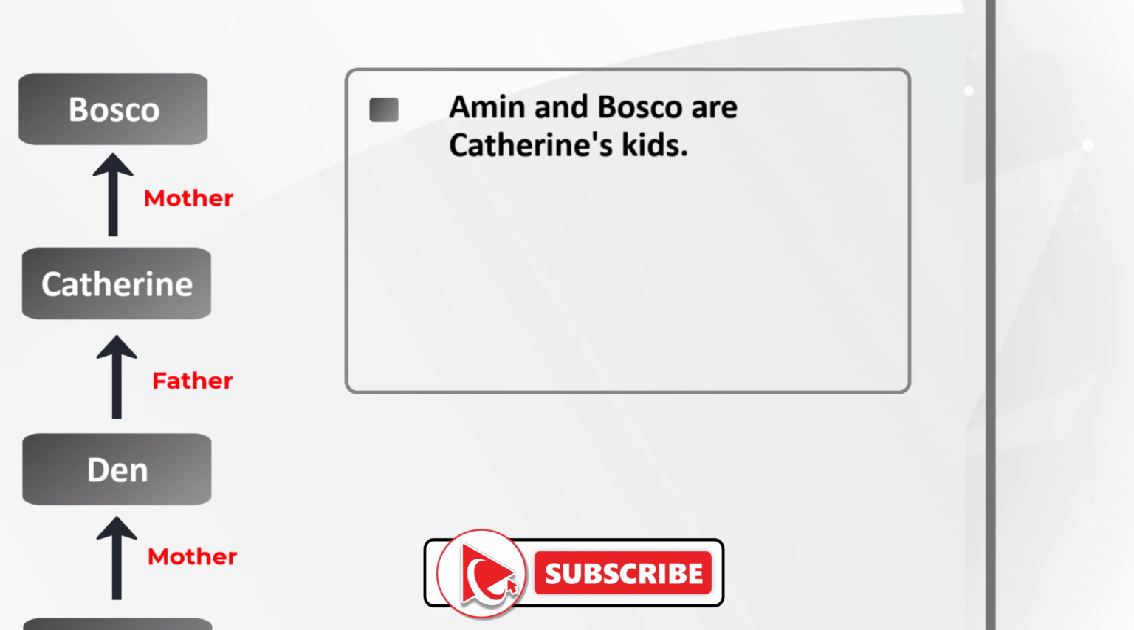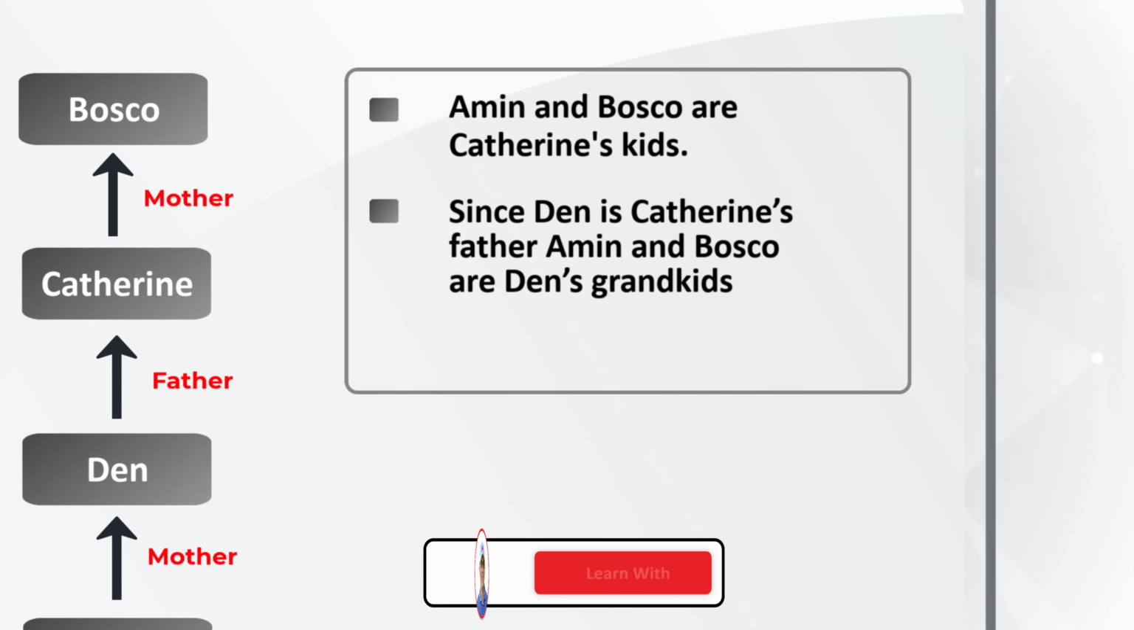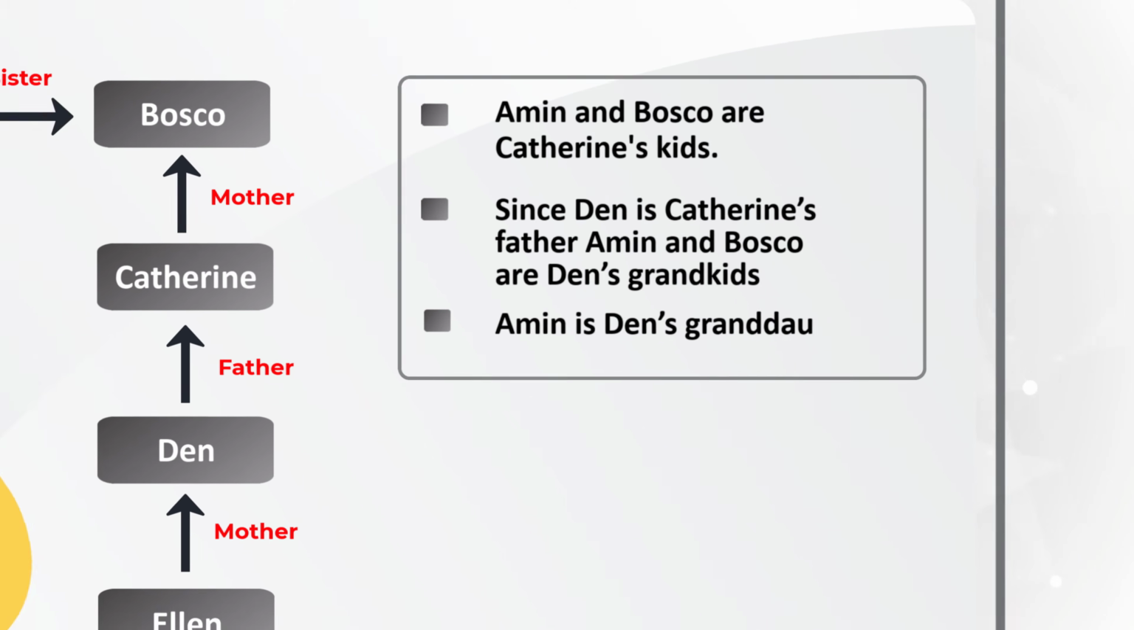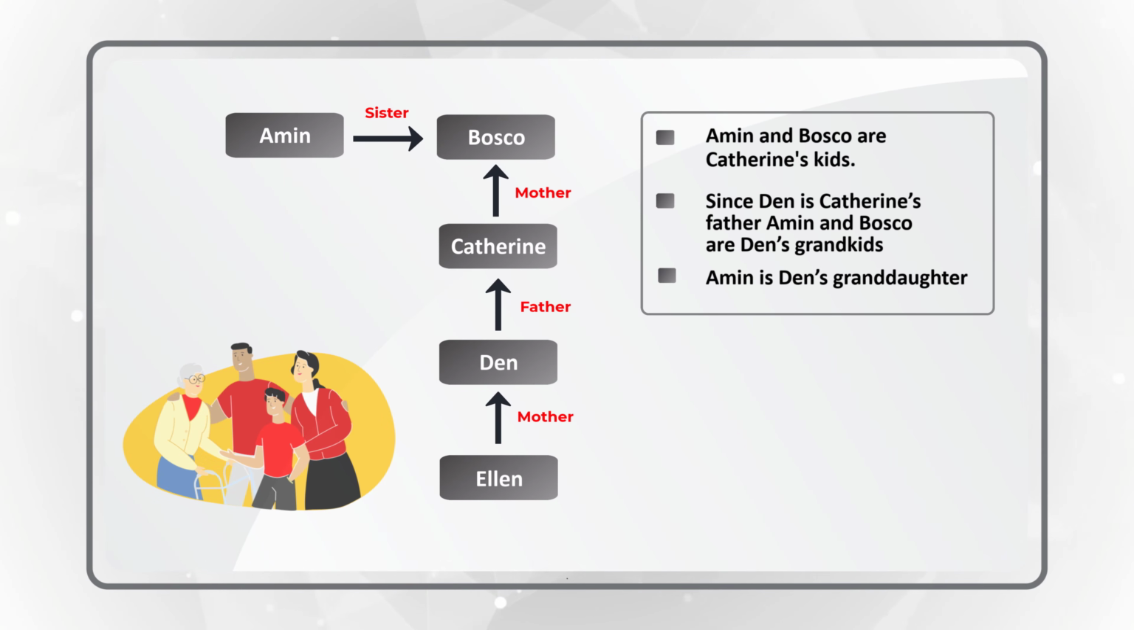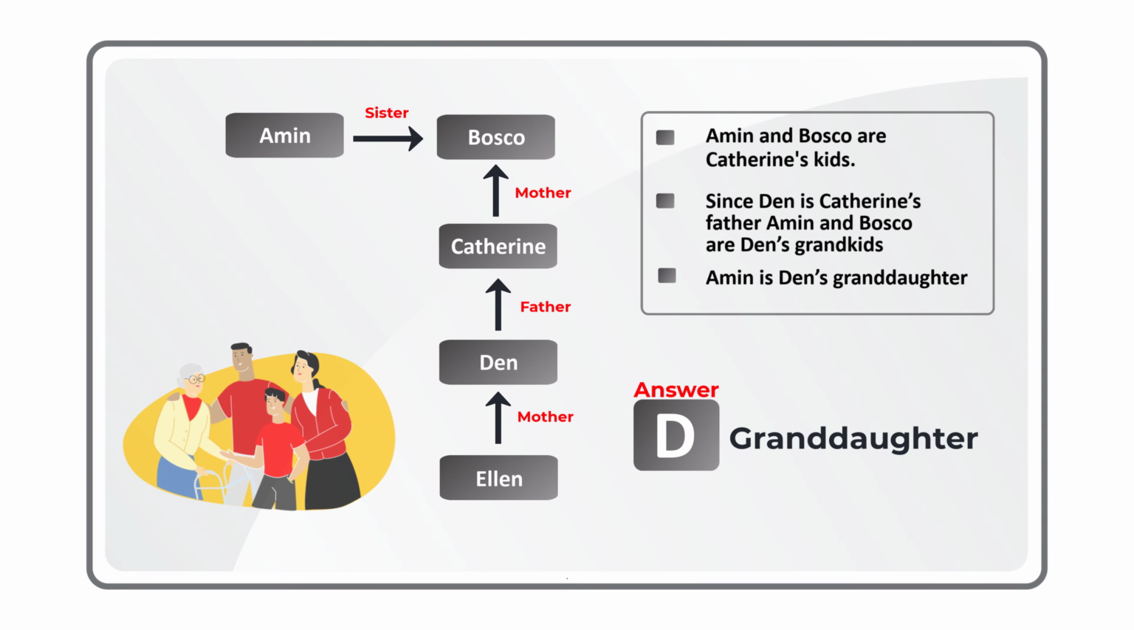Amin and Bhaska are Catherine's children. Since Dan is Catherine's father, Amin and Bhaska are Dan's grandkids, which means that Amin is Dan's granddaughter. So the correct choice here is choice D, granddaughter. Hopefully you've nailed this question and now know how to diagram and solve similar problems on the test.